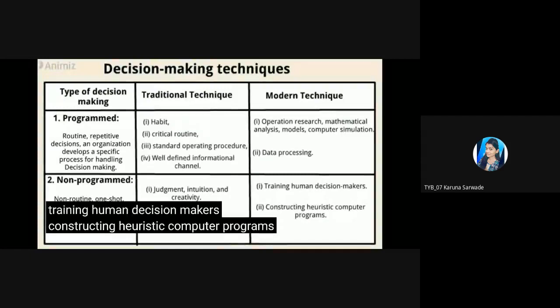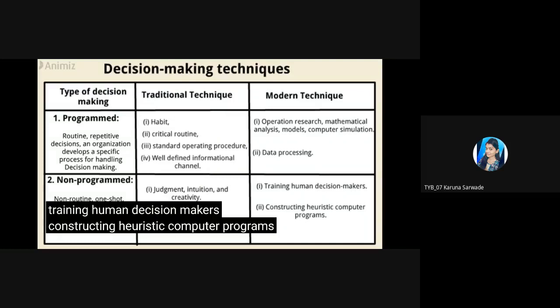Okay, so now you can see here we are going to see the decision making techniques. For the first type, program and non-program, there are two types of techniques. We are dividing them into traditional and modern. In that, first is program. Traditional techniques include habits, critical routine, meaning daily routine.